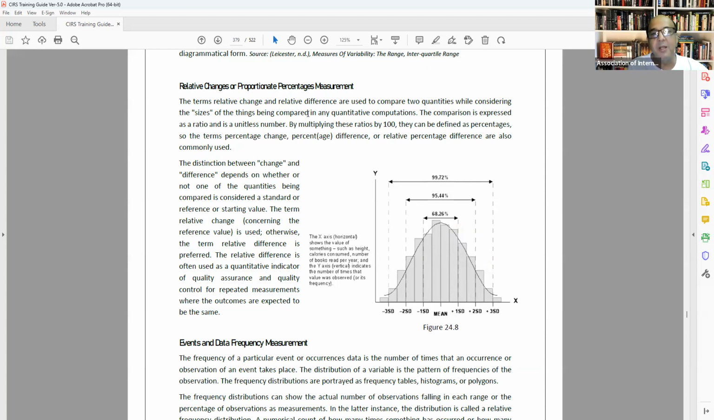The terms relative change and relative difference are used to compare two quantities while considering the size of the things being compared in quantitative computations. Don't get confused with it. Don't think that it is making your life more complicated. Just think of deviation as a measurement of something which is identified with the numbers given in terms of percentage, for what is considered as a standard versus where it is differentiated, or where it is maintaining a distance from the standard. So deviation is anything that deviates from the standard. Okay.